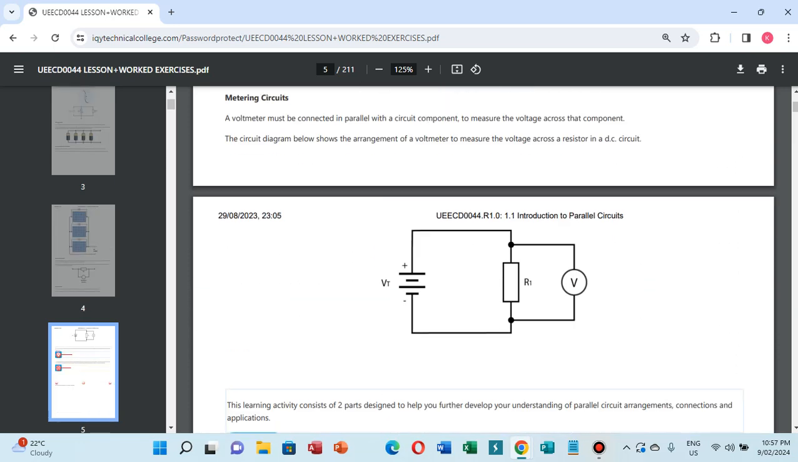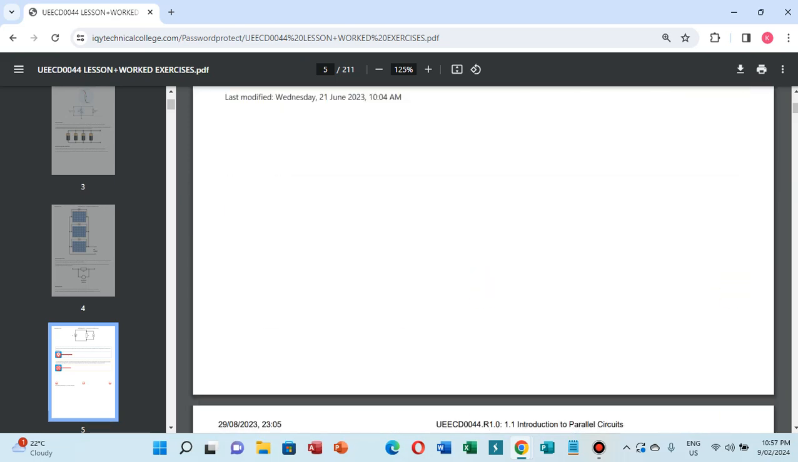Also, we can see there's a voltmeter. We can measure the voltage across the resistor by the voltmeter.